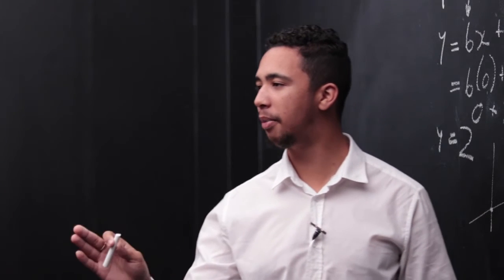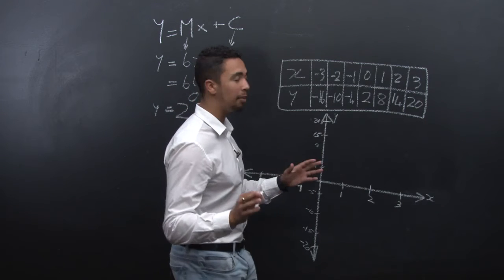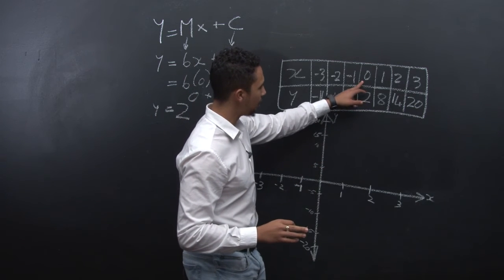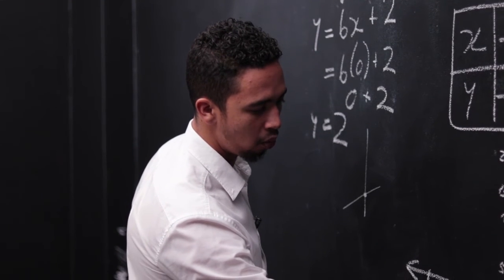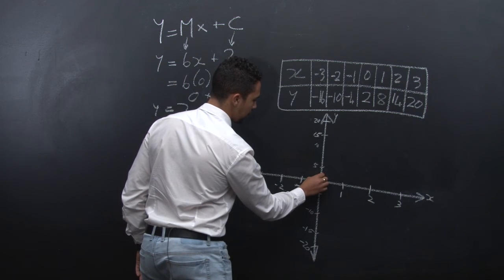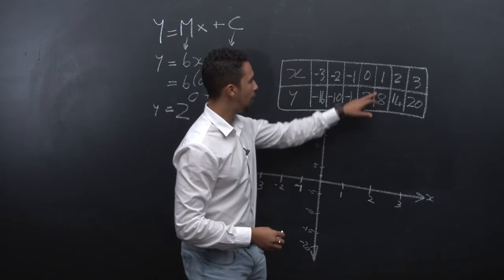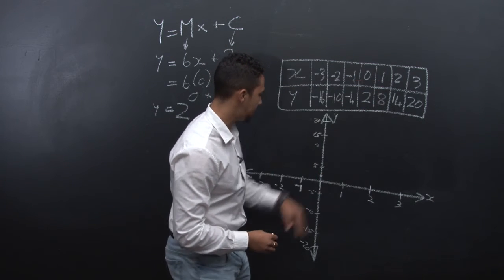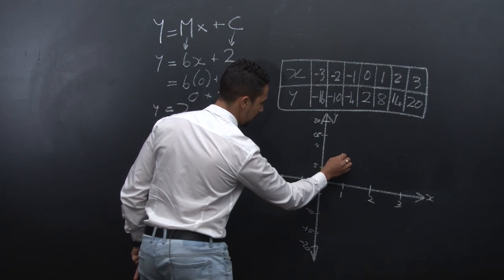So now we're at the fun part of plotting our points onto the graph. Let's look at the table. Where x is 0, y is 2. Where x is 1, y is 8. It'll be around about here.